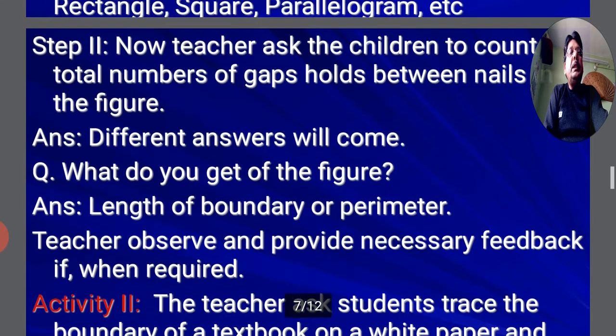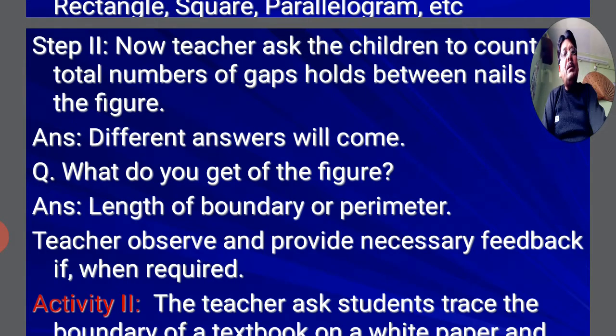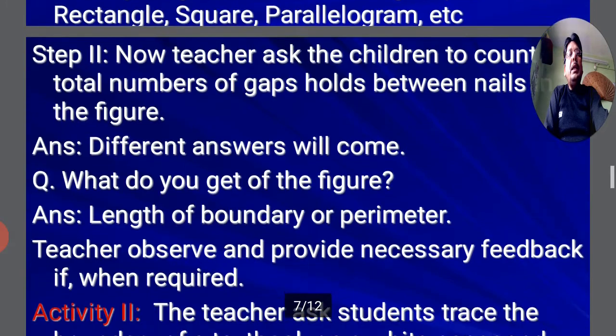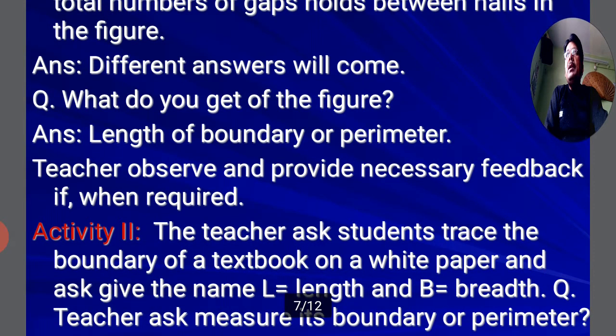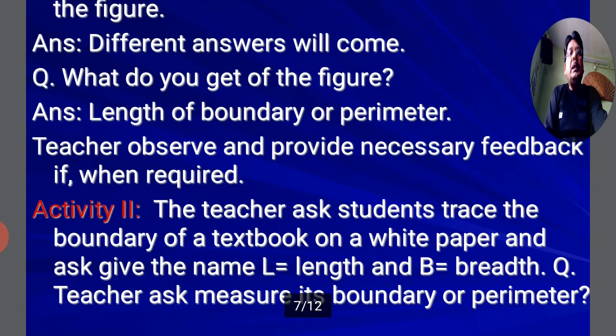So the duty of the teacher is to go around the class and see the activity being done by the children. Because in your classroom situation, all children are not the same category. You will get 3 categories of children: one is below average, the second is average, and the third is above average. So whenever help is required for the below average or other children, it is the duty of the teacher to provide the help.